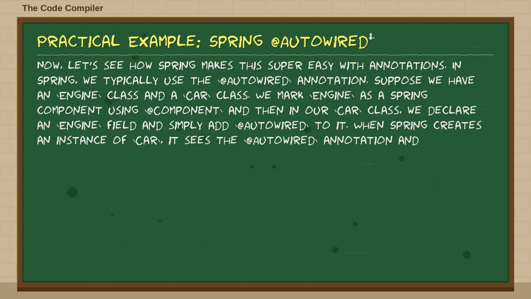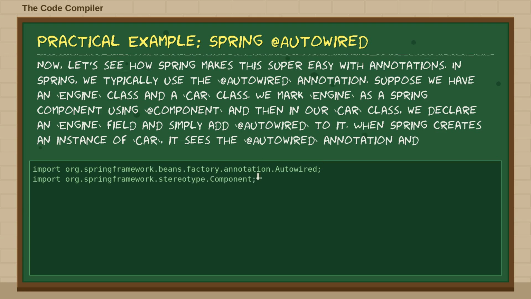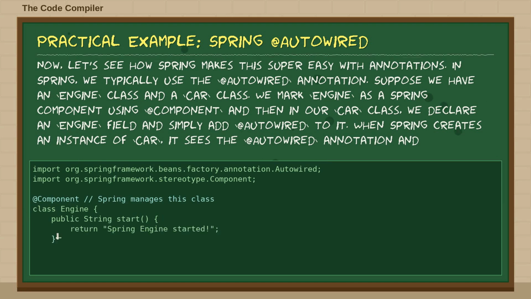When Spring creates an instance of Car, it sees the @Autowired annotation and automatically finds or creates an Engine object and injects it into the Car. You don't write new Engine anymore. This magical process is handled by the Spring application context, which acts as a container managing all your application's components, also known as beans. This dramatically simplifies configuration and improves modularity.